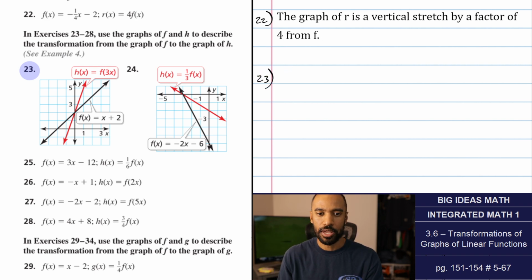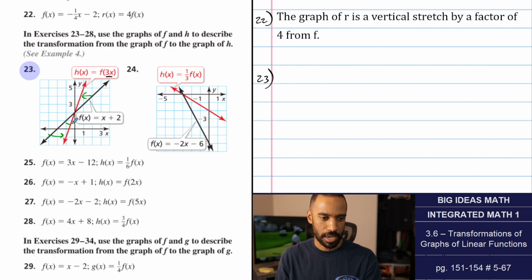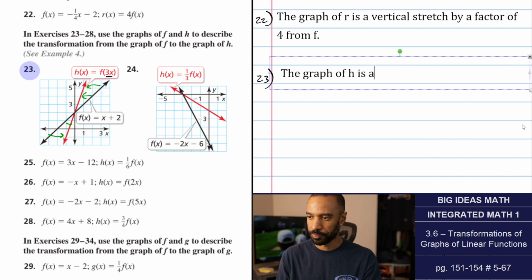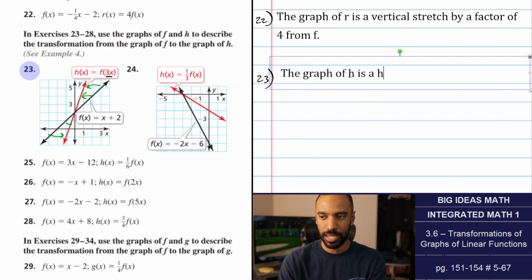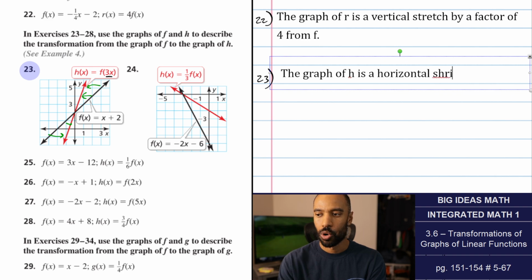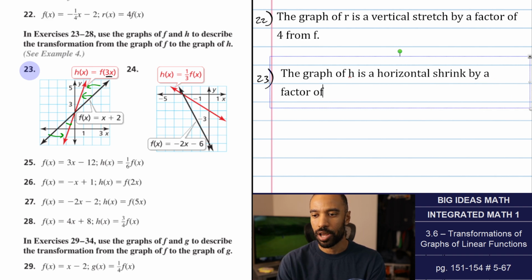So in number 23, you can see this 3x is inside the function from the original function as it is. So we're horizontally affecting it. How so? Things are shrinking. They become 3 times smaller in the x direction than they were before. So therefore, the graph of h is a horizontal shrink. I'll also use the word compression. So every so often, I'm going to kind of change it. Horizontal shrink by a factor of, you don't say 3 this time, you say 1/3.